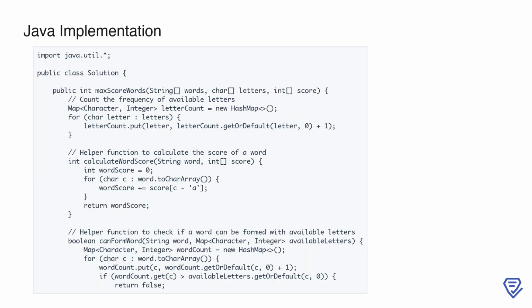Here, we start by defining our solution class and the main function maxScoreWords. The goal of this function is to calculate the maximum score we can achieve by forming words using the given letters and their associated scores.